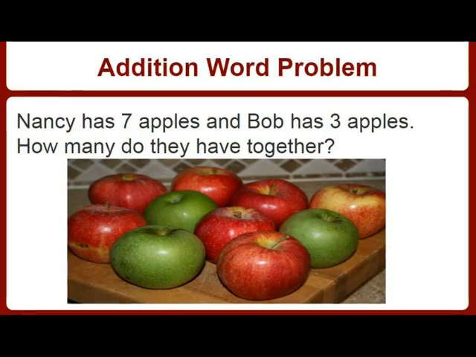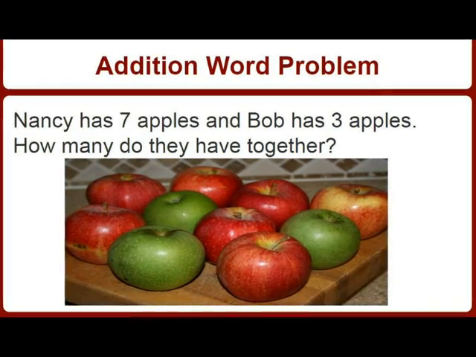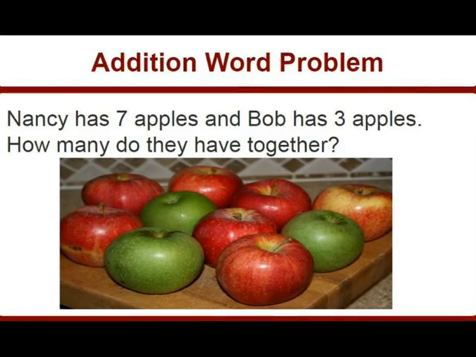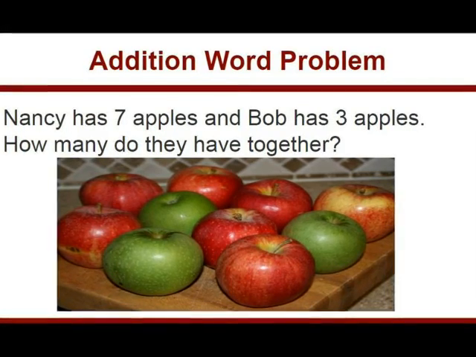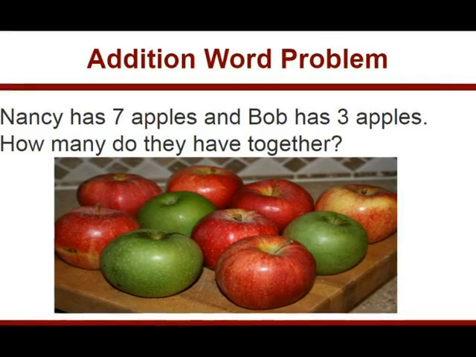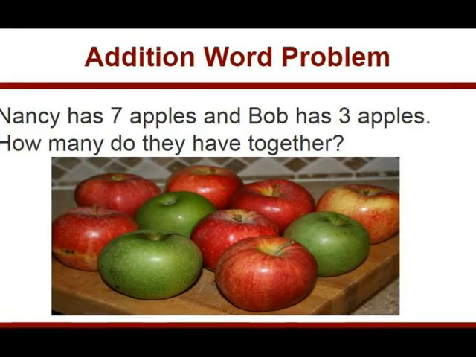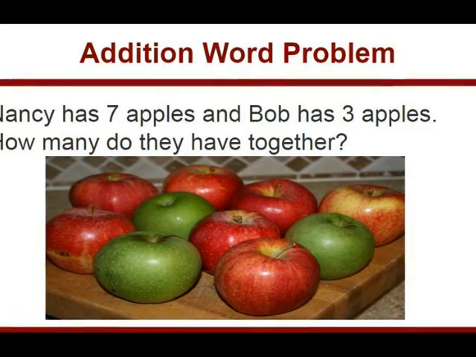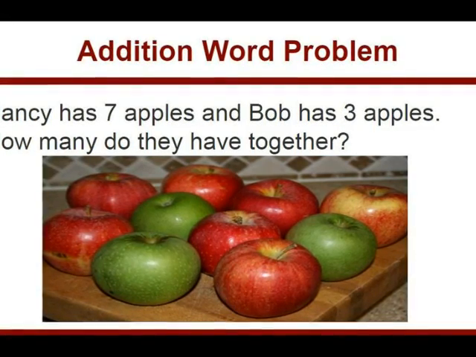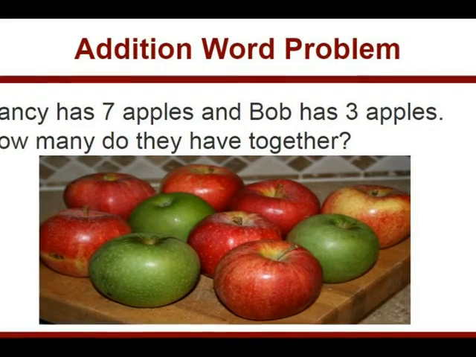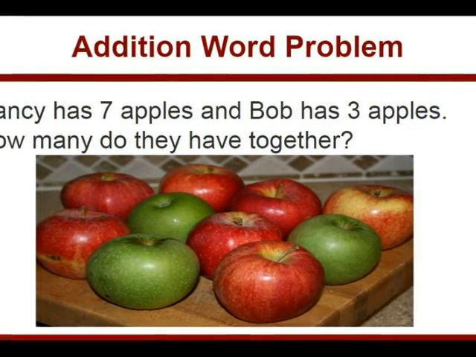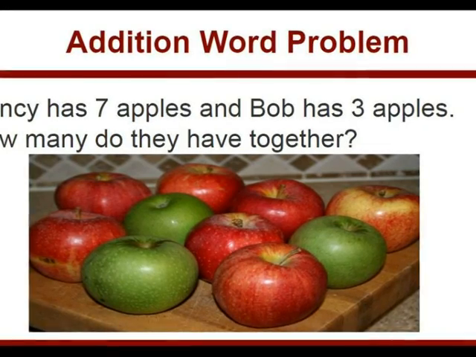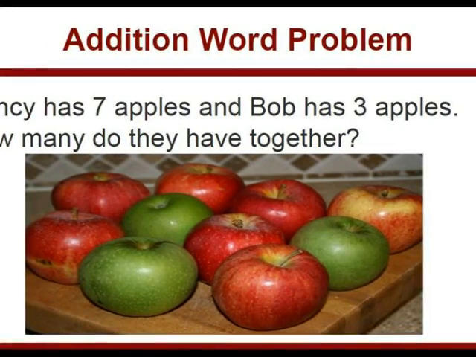Right here we can see that we can use story or word problems to help solve an addition problem. We see here that Nancy has 7 apples and Bob has 3 apples. How many apples do they have together? If you count up all the apples, we can see we have 7 red apples and 3 green apples. Counting them together gives us how many apples? That is absolutely right. There are 10 apples.